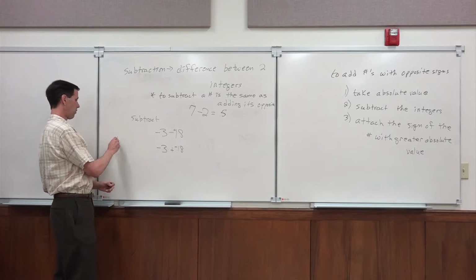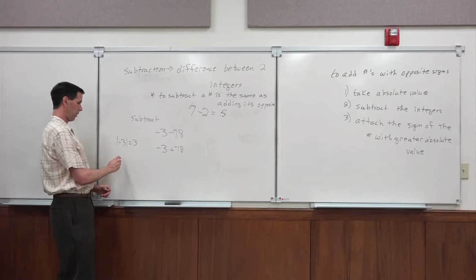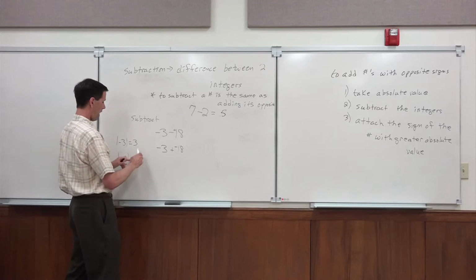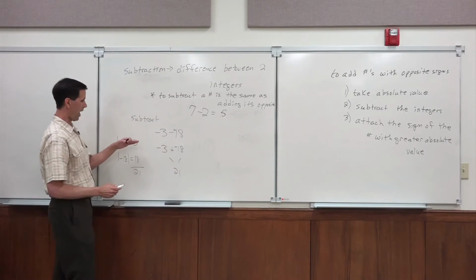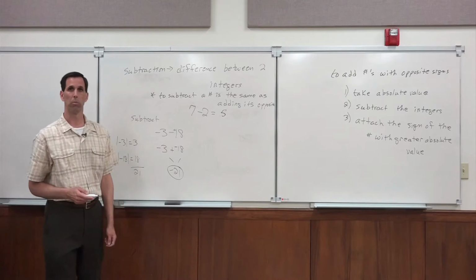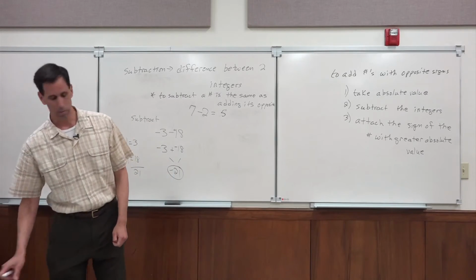You could take their absolute values. Absolute value of negative 3 would be 3. Absolute value of negative 18 would be 18. So if I add 3 and 18, you get 21. But if we're adding two negative numbers, the solution or the answer must be a negative, so it must be negative 21, all right? Let's try one more subtraction just to make sure you get the hang of it.